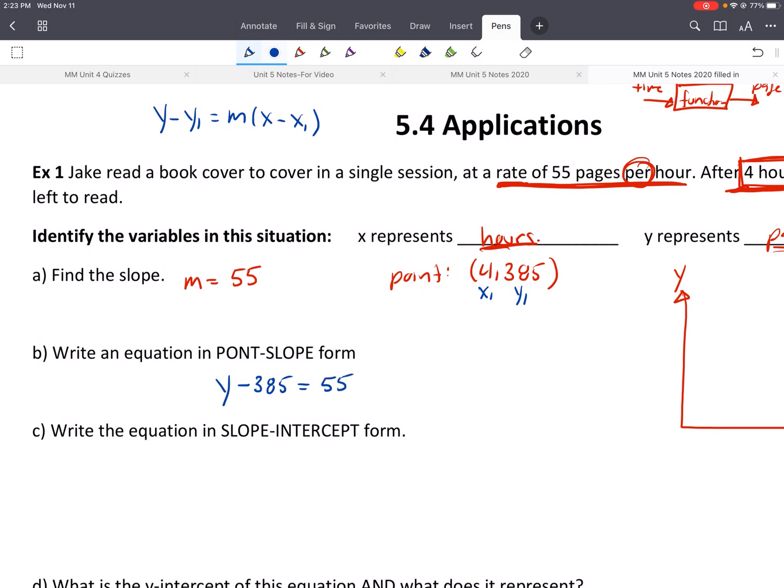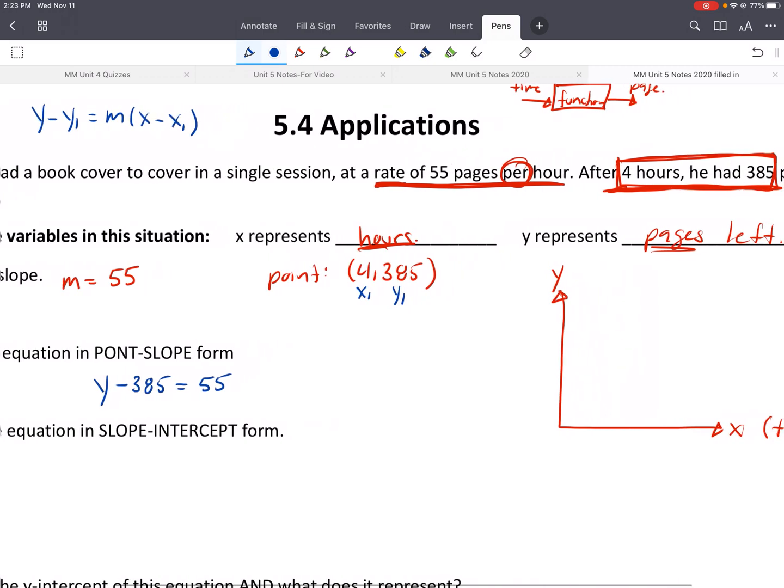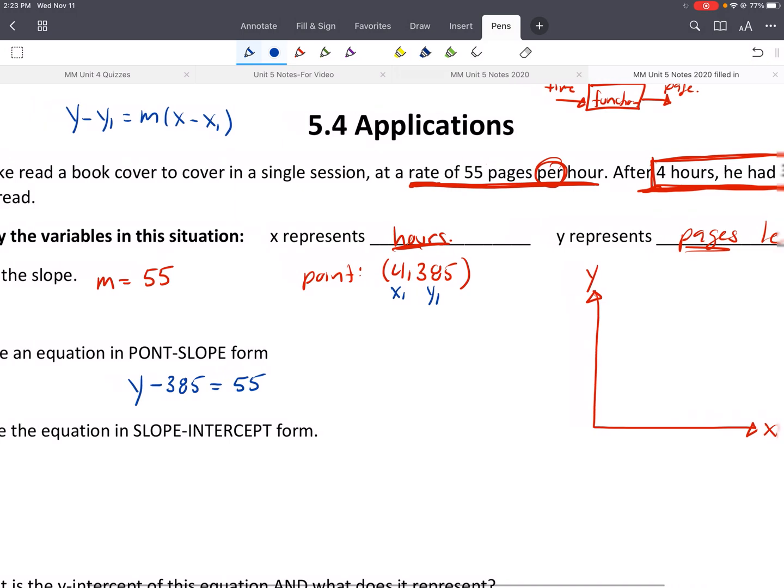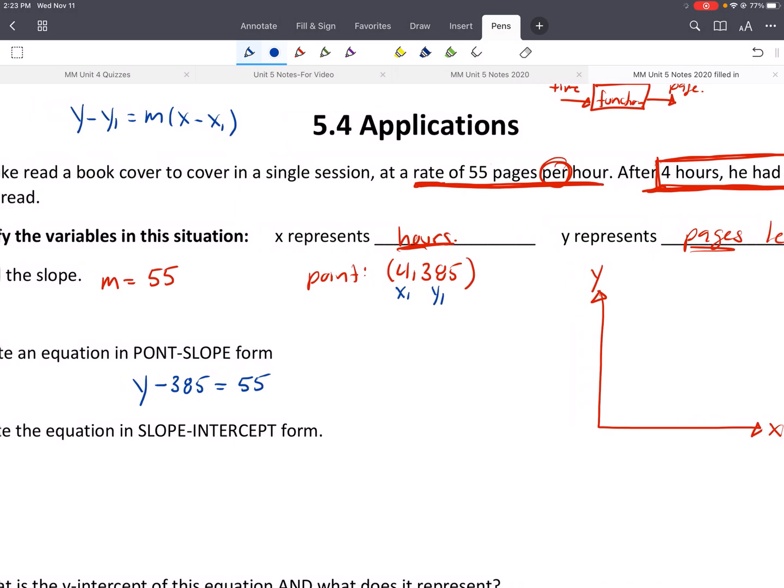Okay, let's talk about the slope. Is the slope going to be positive or negative? Is he adding more pages or is he finishing pages? It says he reads 55 pages per hour, and he's trying to finish the book. So this is going to be a negative slope. It's going to start somewhere, the initial pages left, and we want to bring it down until he has no pages left, so 0 pages. So our slope here is going to be negative.